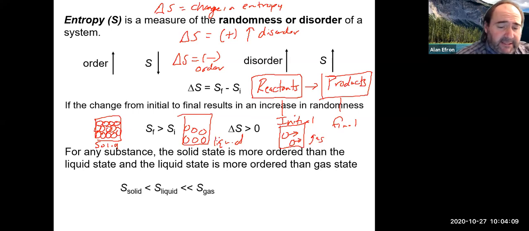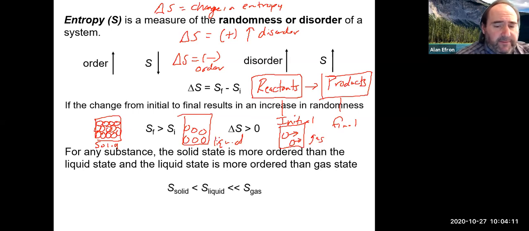So in terms of states, we can look at our states in terms of entropy and have an idea of what's happening. If we have something in the solid state, that's a lot of order. It should have a low entropy value, and that means that the entropy value will probably be more negative.